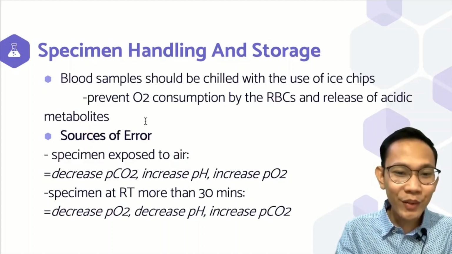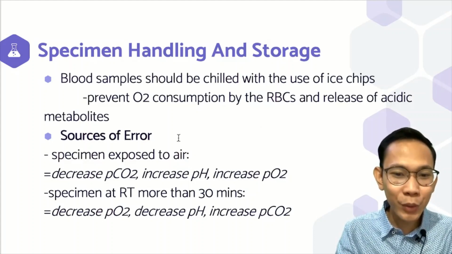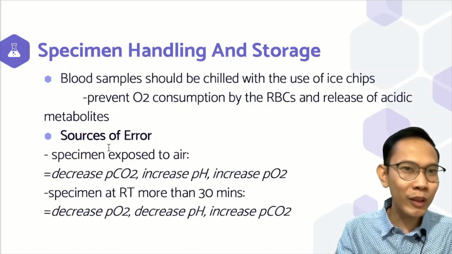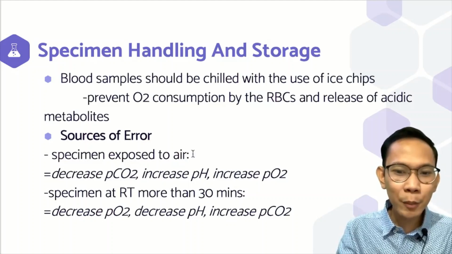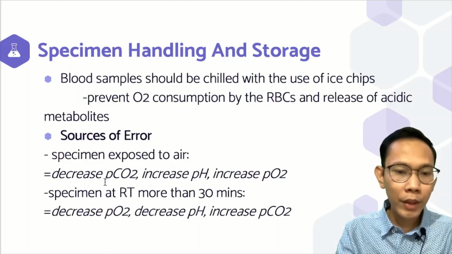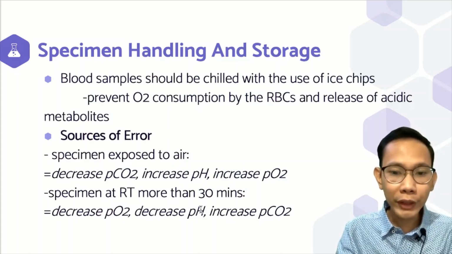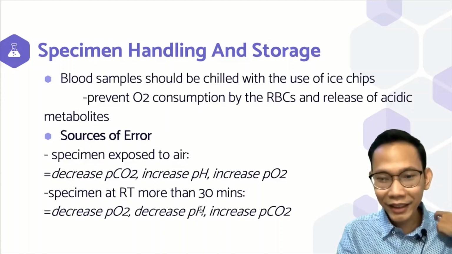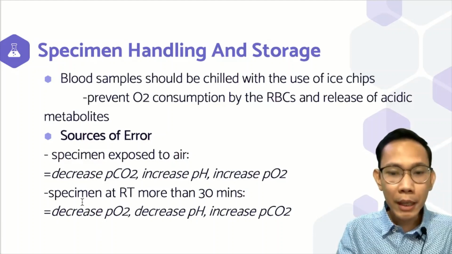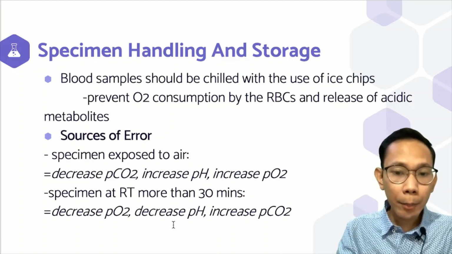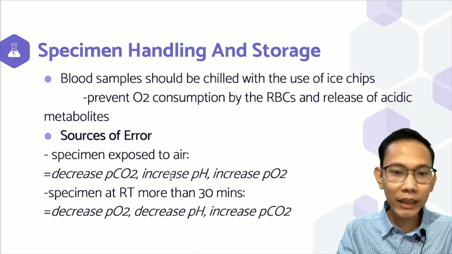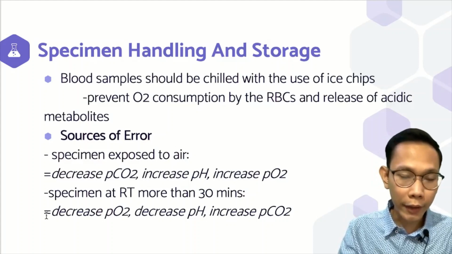Next, these are the sources of error, no? Specimen exposed to air. There will be a decrease in your PCO2. Again, decrease ang PCO2. Nawawalan yung acidity niya. Kaya tumataas yung pH and increase yung oxygen because it is exposed to air. Next, specimen RT of more than 30 minutes. Pag hindi na-submit agad-agad. Kaya nga, kami na nagsasubmit. There will be decreased level of your PO2 and decrease of your pH and increase your PCO2. Parang kabaliktaran lang yun sa ating exposed to air. Okay?